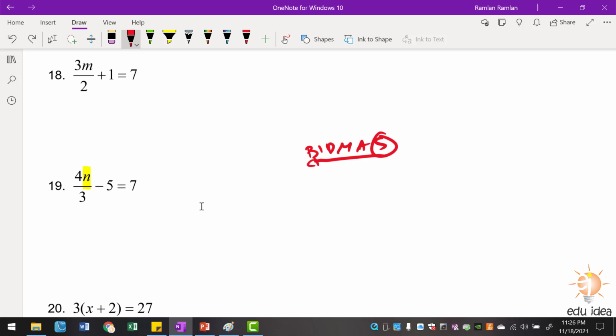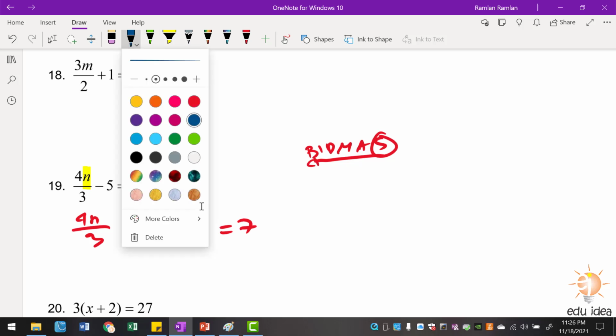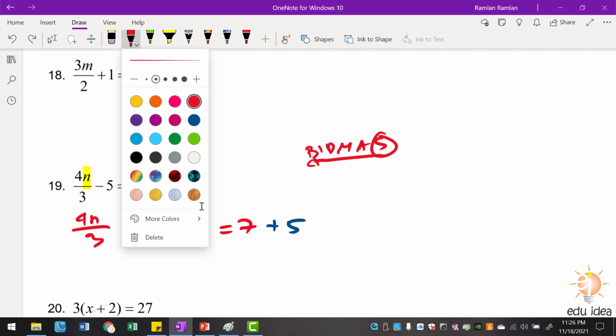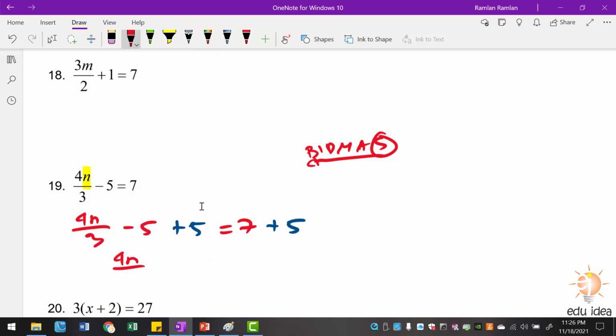If you see any subtraction, we have subtraction, so we get rid of that first. Okay, so we have 4n over 3 minus 5 equals 7, and because I'm going to get rid of that 5, which is being subtracted, the opposite operation of subtraction is addition, so this is plus 5, and you do the same thing on the right side. This is going to be gone, so you only have 4n over 3 equals 7 plus 5, which is 12.